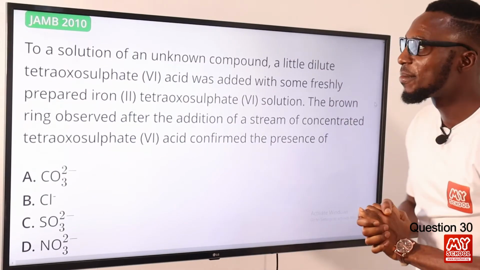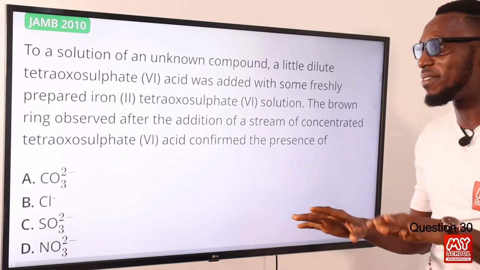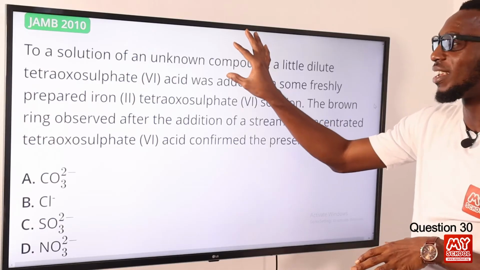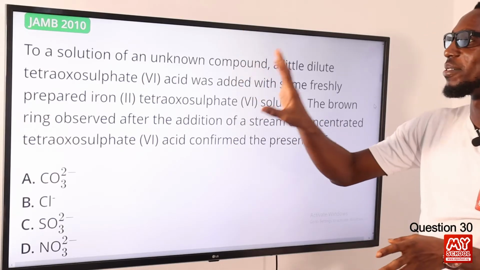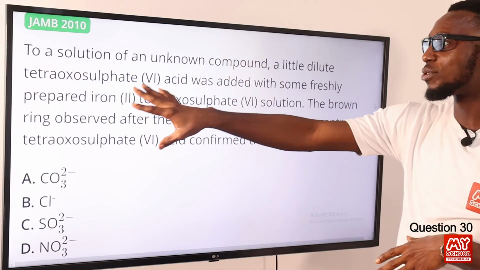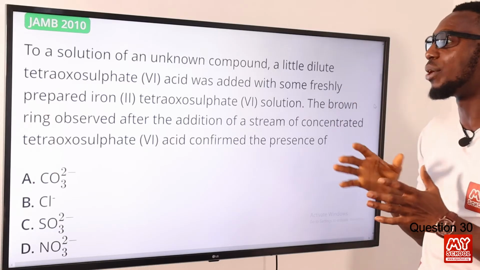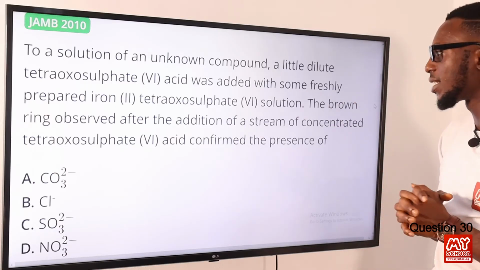Question 30. To a solution of an unknown compound, let's just clarify this: the unknown compound here is aqueous trioxonitrate(V). So to a solution of trioxonitrate(V), a little dilute tetraoxosulfate(VI) acid was added with some freshly prepared iron(II) tetraoxosulfate(VI) solution.